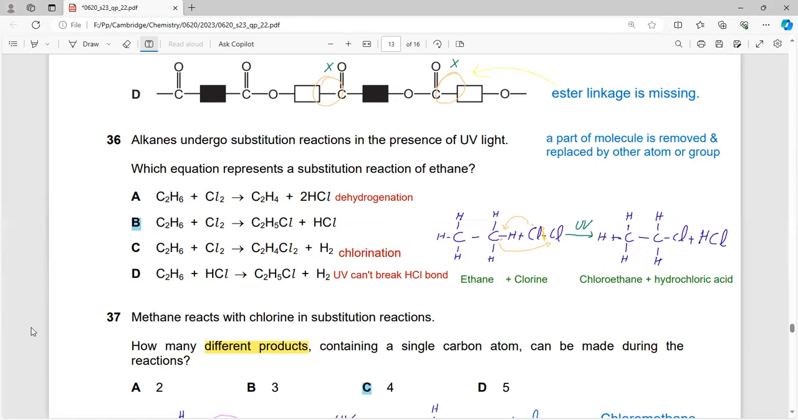What about C? It is the wrong option. Why? Because with ethane we are only adding chlorine and removing hydrogen, so an addition-type chlorination reaction is taking place, and there is no substitution reaction. What about D? Here we have hydrochloric acid with ethane, and ultraviolet light cannot break the hydrochloric acid bond, so this reaction will not be possible under these conditions. So B is our correct answer here.